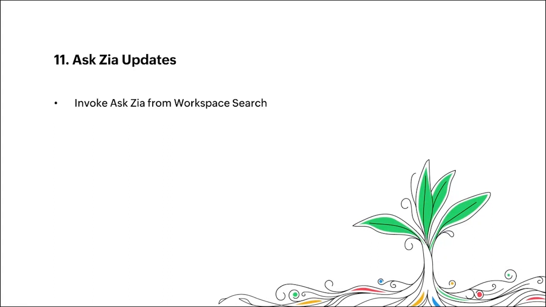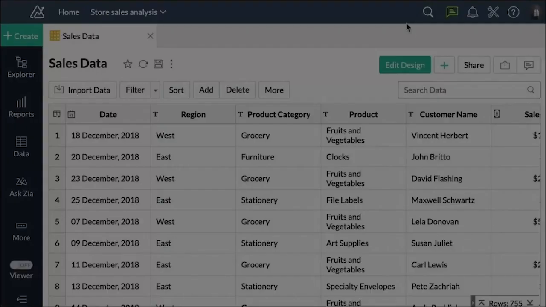So you can now invoke Ask Zia from the workspace search as well. And secondly, Ask Zia now intuitively suggests follow-up questions based on your previous interactions. And as a last point, you can now embed Ask Zia as a private link across various channels, and this helps enable Ask Zia in a secured environment. So we'll understand these updates with more clarity with an upcoming demo video.